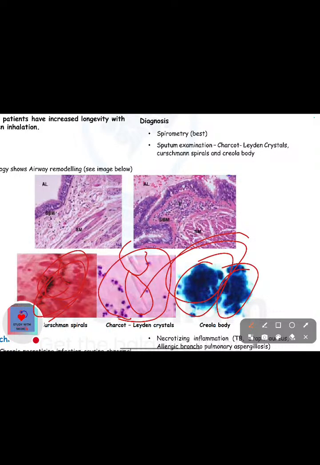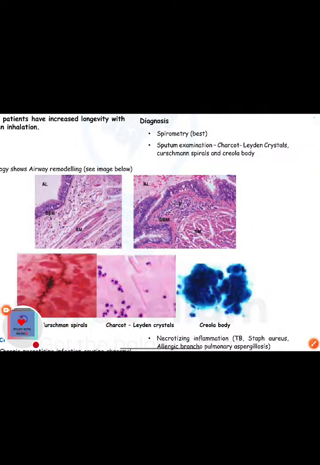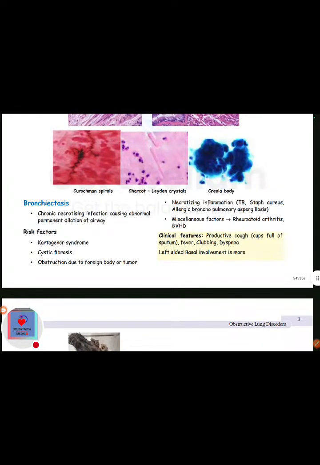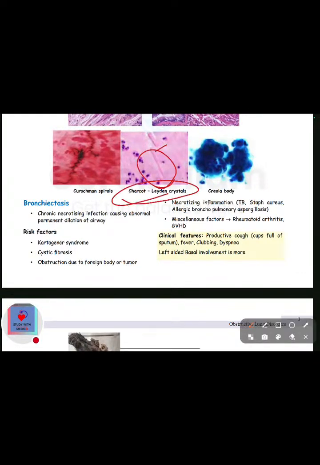Okay, in asthma you can see three things: charcoal laden crystals, Crushman spirals, and Crayola bodies. So three things you can see in asthma. One is charcoal laden crystals, the other is Crushman spirals, and Crayola bodies.